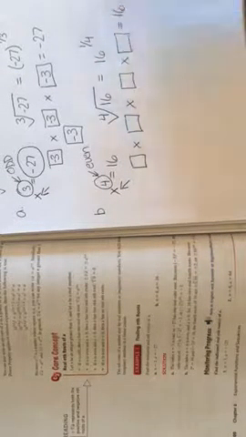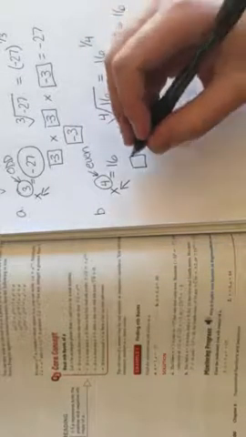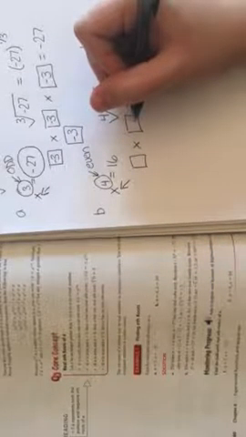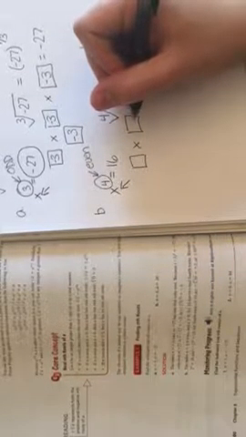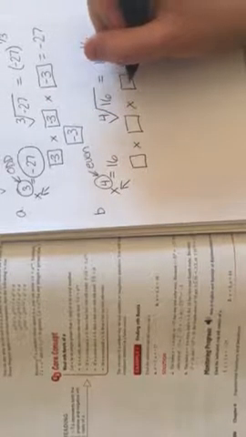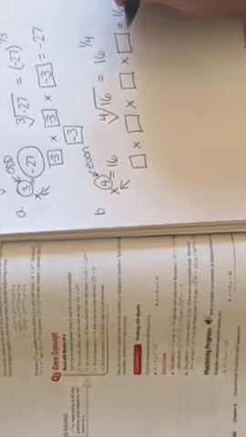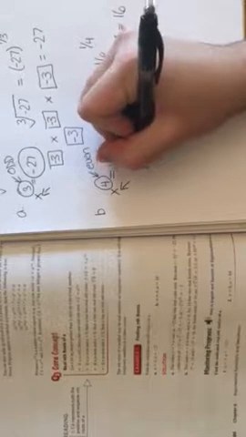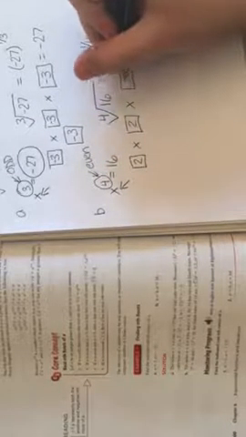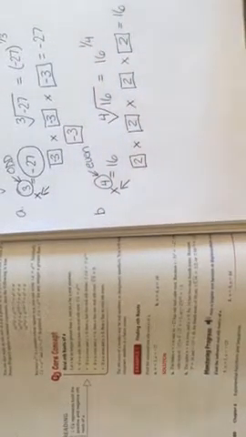When we look at this, 1 times 1 times 1 times 1, that's 1. 2 times 2 is 4. 4 times 2 is 8. 8 times 2 is 16. That's positive 2, positive 2, positive 2, positive 2.